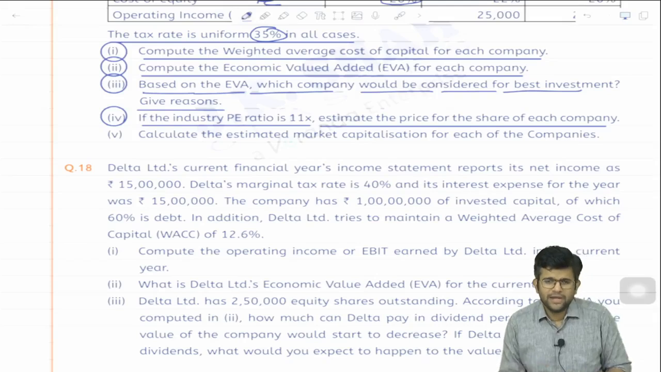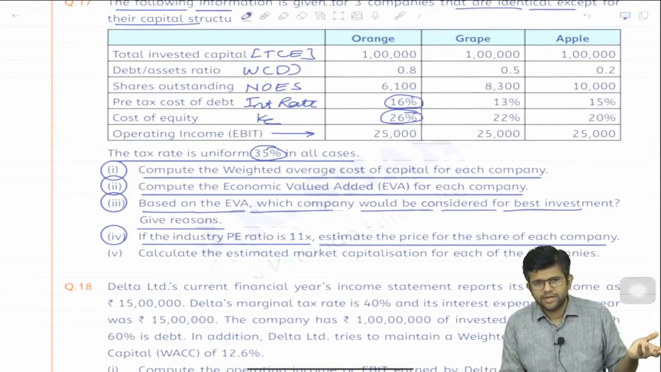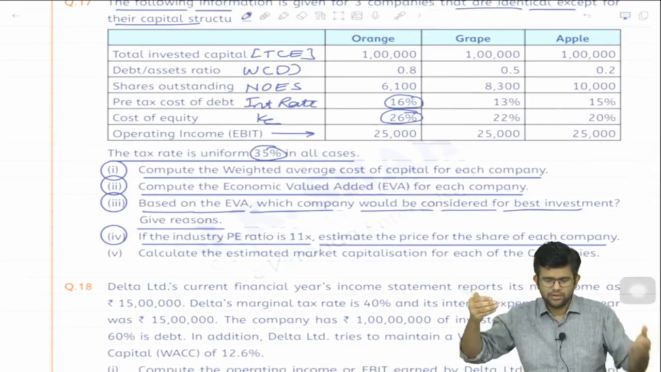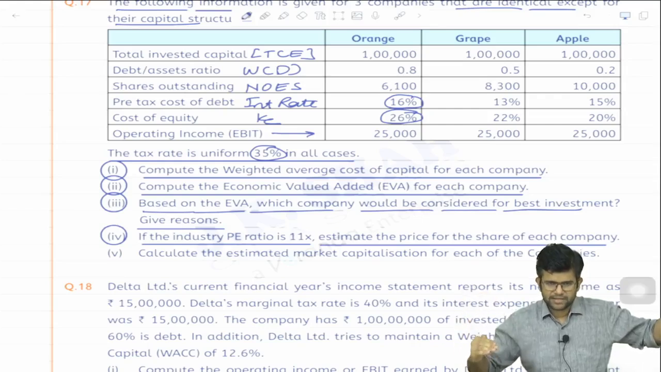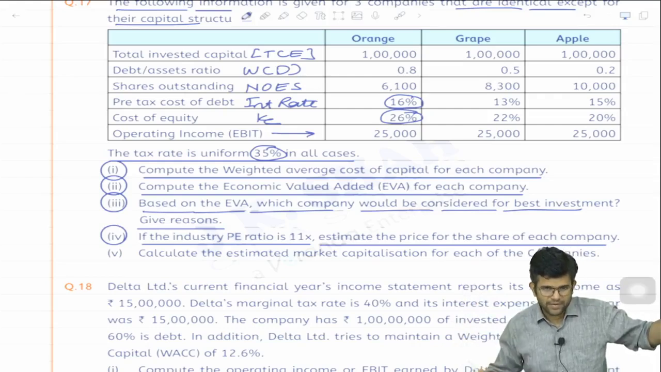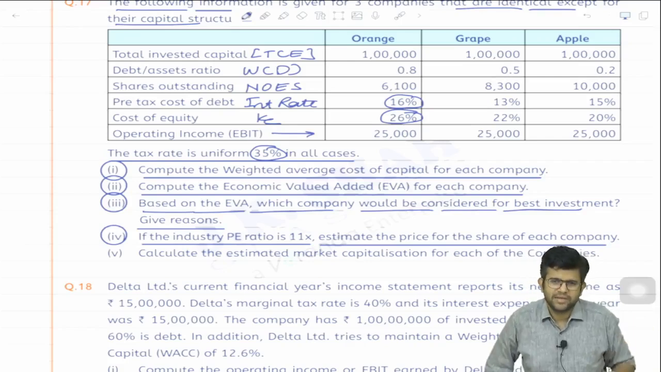From where will we get EPS? EBIT is given, no. You make an income statement, particulars, orange, grape, apple, start with EBIT, minus interest, EBT, minus tax, NPAT, divide by number of shares will give EPS, into 11, that is PE, will give you MPS. Again, interest here. Everyone clear? Capital structure chapter, you remember this? Start with EBIT and go down till MPS like that.